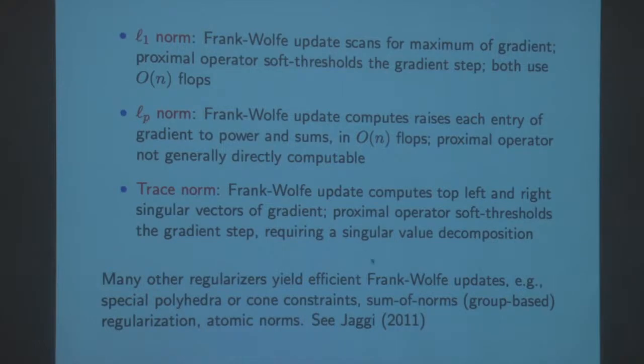These are just 3 examples of many. Special polyhedra, special cones, sums of norms, atomic norms: all these things have efficient Frank-Wolfe updates. You can take a look at this paper. I list 2 papers by Martin Jaggi where he gives a bunch of nice examples. So if you're curious, take a look at this.